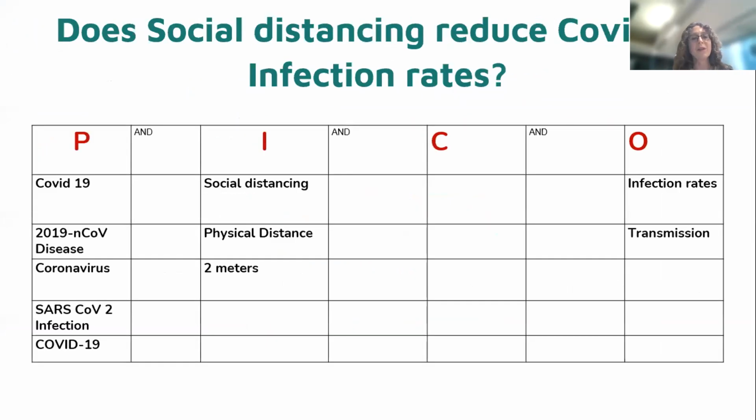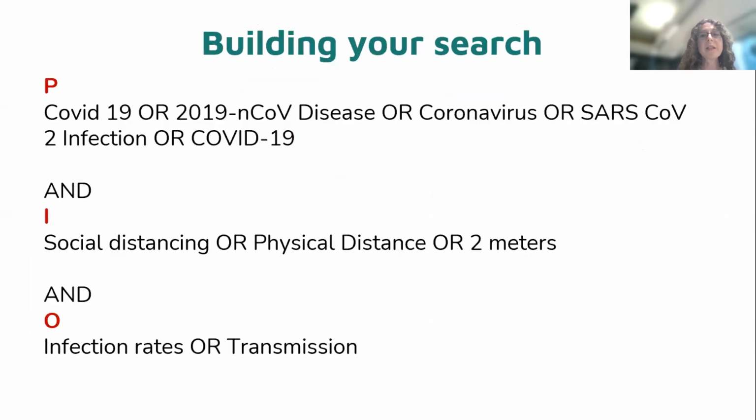These are just some of the terms that we thought of when we were brainstorming ourselves. For our problem, we have COVID-19 and coronavirus, as you had there. For our intervention, social distancing, physical distancing, 2 meters, and our outcome, infection rate and transmission. If we had more time, we could add in your terms here. When you're building your search strategy, where your keywords are talking about the same concept, you join them with OR, then you have AND to join your next concept. Again, you join those with OR and then AND for your following concept. So we've got P, I, and O.